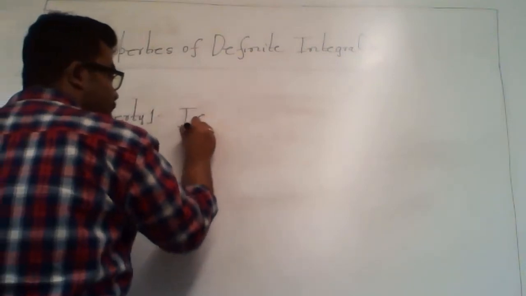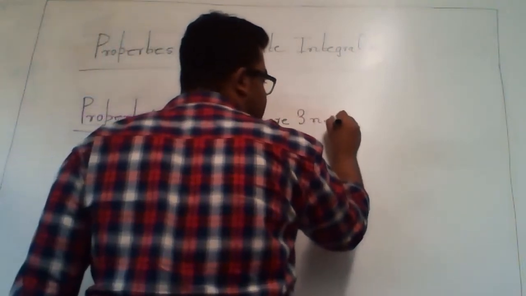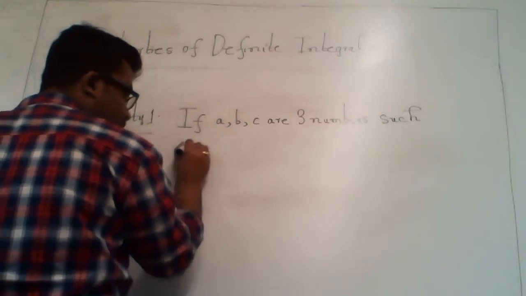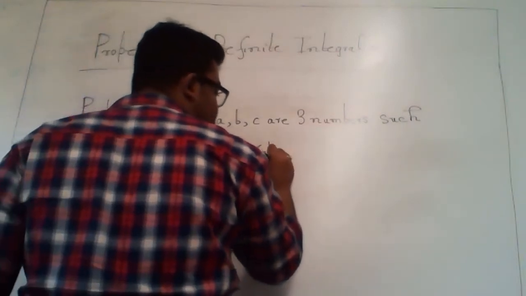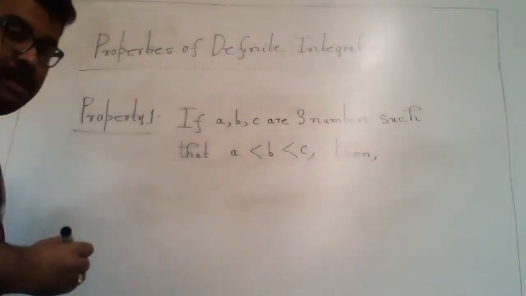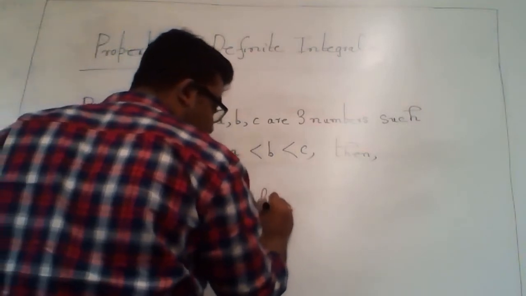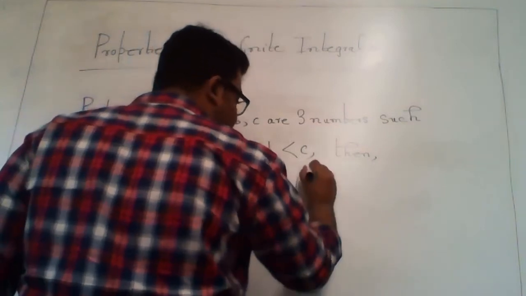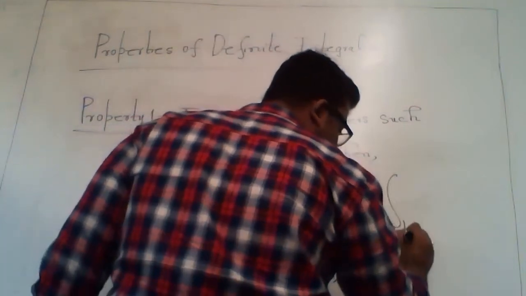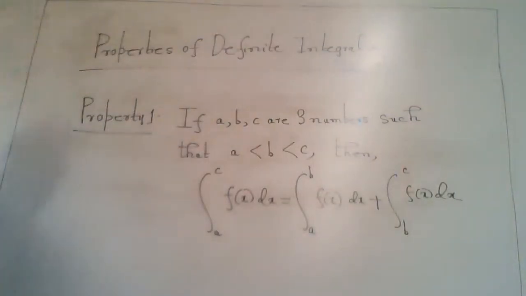If A, B and C are three numbers such that A is less than B is less than C, then integral from A to C f(x) dx can be written as integral from A to B f(x) dx plus integral from B to C f(x) dx. This is the first important property of a definite integral.